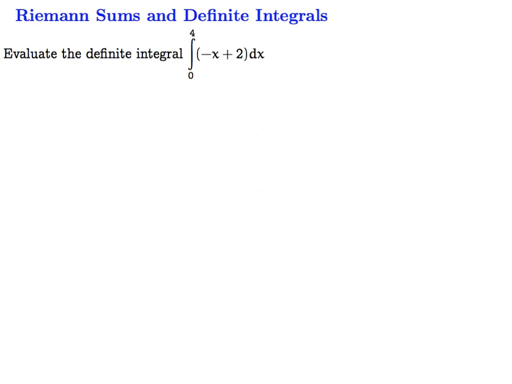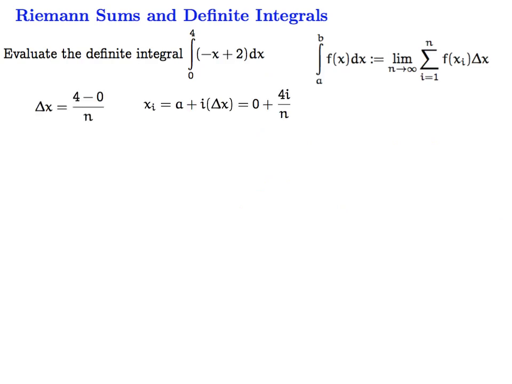Alright, so let's go ahead and try this thing. Let's evaluate the definite integral from 0 to 4 of the function negative x plus 2 dx. The thing to remember here is that this means we need to compute our limit definition. We need to compute our right sum. So the first thing we want to do is set some things up. First we compute our delta x, and we can figure out delta x based on the fact that we have a 4 as our upper bound in this case, and we have a 0 as our lower bound.